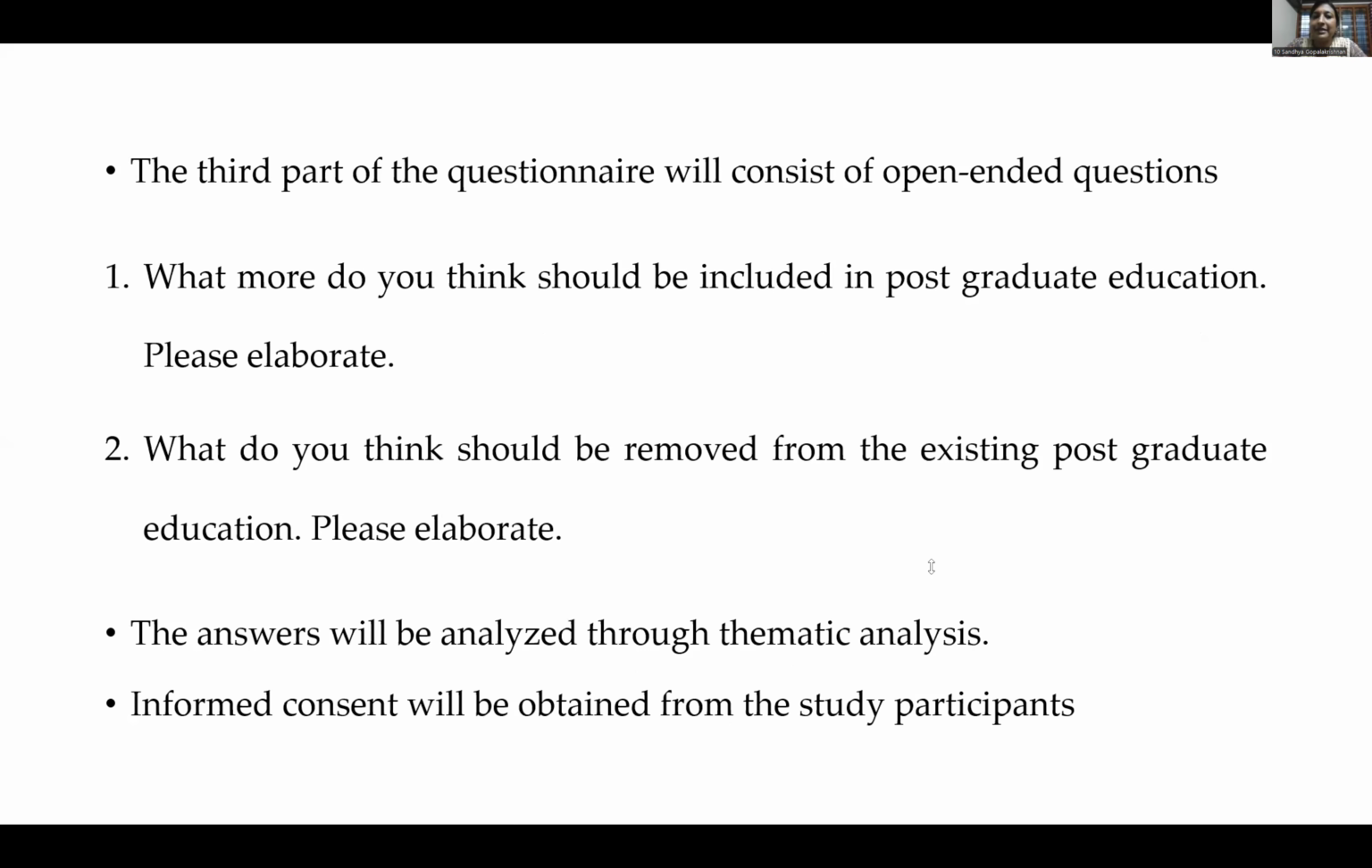The third part of the questionnaire is the qualitative aspect. Questions like, what more do you think should be included in the postgraduate education which you have now? Please elaborate. And what do you think should be removed from the existing postgraduate education? Please elaborate. These are the 2 questions which I thought the students might answer. I don't know how many will respond, but I'm giving them an option to answer. Answers will be analyzed through thematic analysis. Informed consent will be obtained from the study participants.